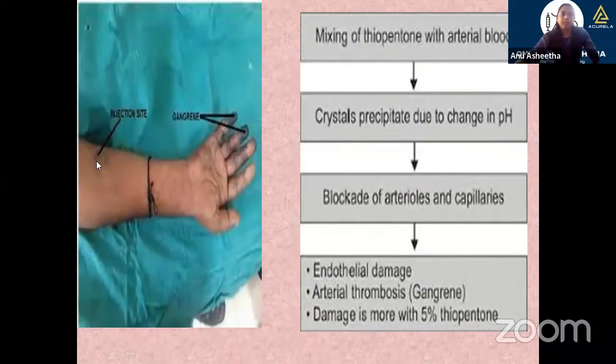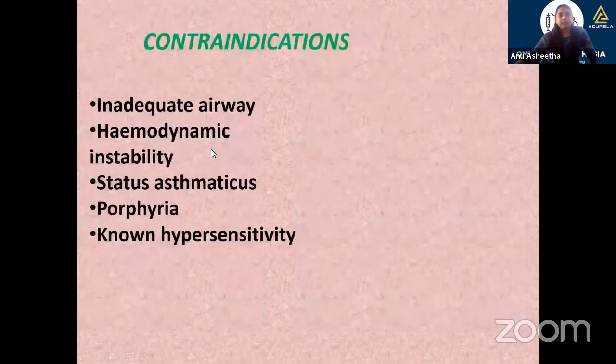So here is the picture depicting the intraarterial thiopentone injection. This is the injection site, and there is gangrene of the little finger and the middle finger. This is mainly due to the mixing of the highly concentrated solution, 5% or more, with the arterial blood. There will be precipitation of crystals due to the change in pH, which blocks the small arterioles and capillaries, causing endothelial damage, thrombosis, necrosis, and finally gangrene. So use it with caution.